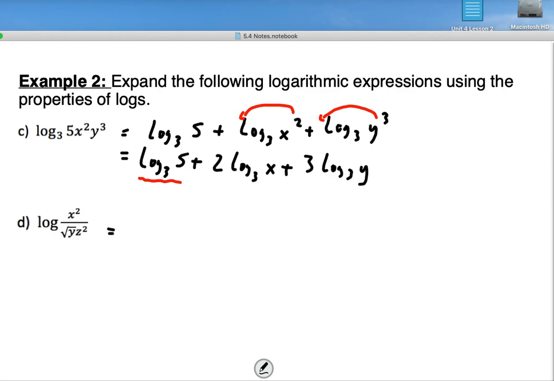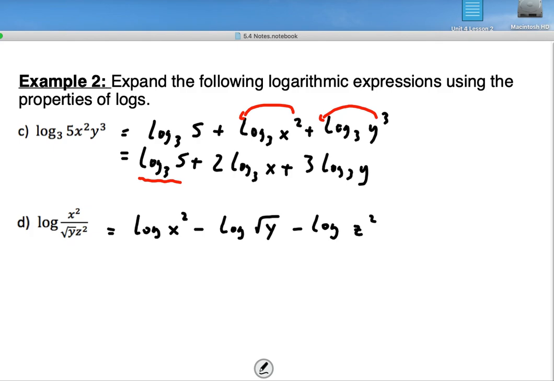So then our next one here, notice up there in the numerator we have x squared, but down the denominator there we have a square root of y and a z to the second. So we're going to use some subtraction this time because we've got some division going on here. So we've got log of x squared, and then since the square root of y is down the denominator, we're going to say minus the log of the square root of y, and since z to the second is down the denominator, we're going to say minus log of z to the second.